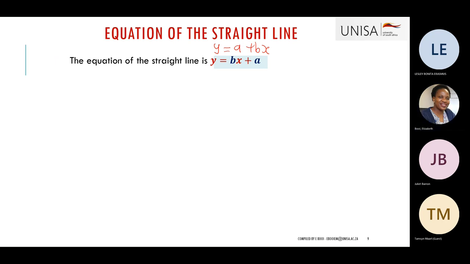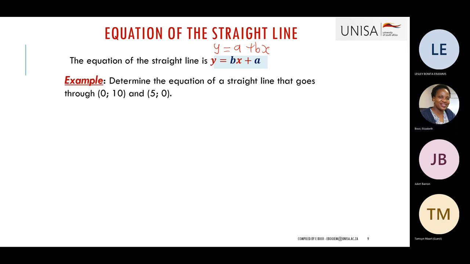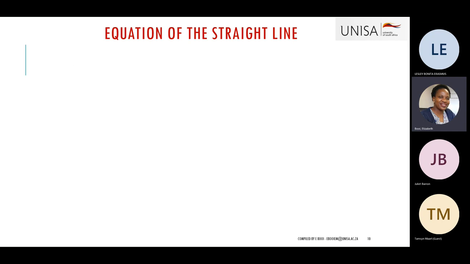So how do we find the equation of a straight line? If you are given 2 points, you can calculate the equation of a straight line. There are many ways of finding it, but in your module, you have a formula. Based on the example that we're going to be doing, we can determine which values of x and y will be used. It's the same example that we had previously.